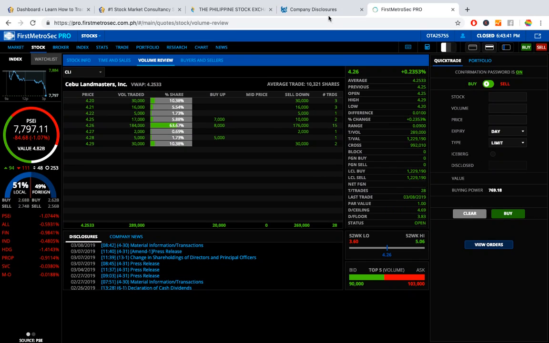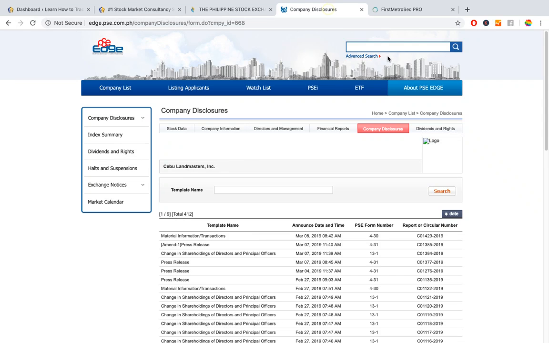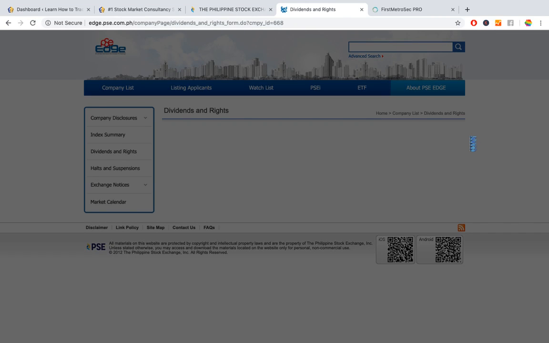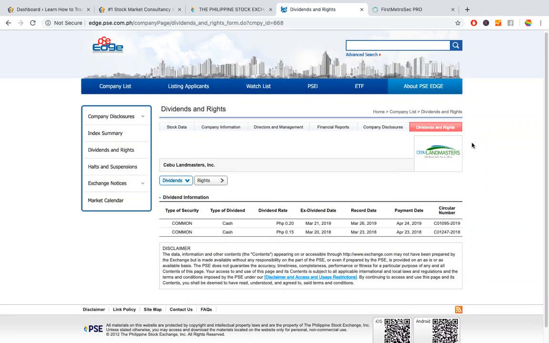But would you like to know if it has any dividend announcement? Then we can check. Let's check on edge.pse.com. So CLI has or has not. Let's see. Oh yeah, it has a dividend announcement, cash dividend worth 20 centavos per share with an ex-dividend date of March 21, 2019. Okay, for those who are not sure on whether or not they will receive a dividend if they will buy or sell on or before or after the ex-dividend date, then I'll give you the answers.